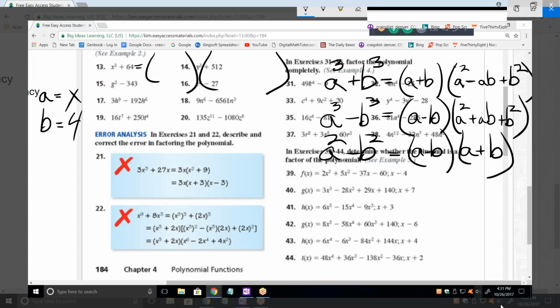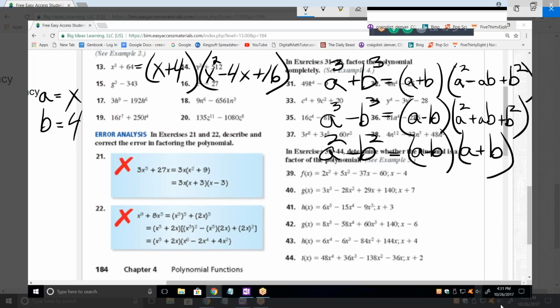Four. 4 cubed is 64. Right. Okay? So now, what is A plus B? And what is A squared minus AB plus B squared? What's A plus B? A plus B is x plus 4. And what's the rest of it? X squared minus 4x plus 4 squared. There you go. That's how you do it.